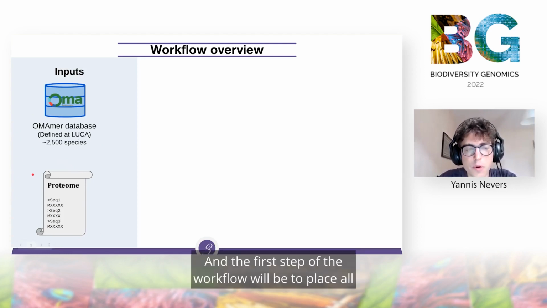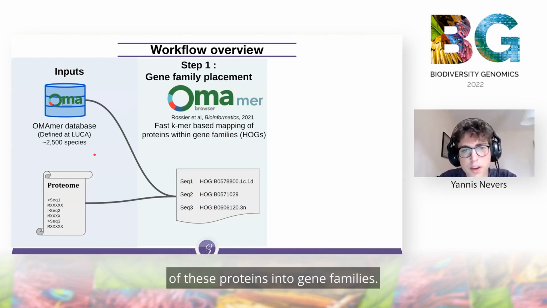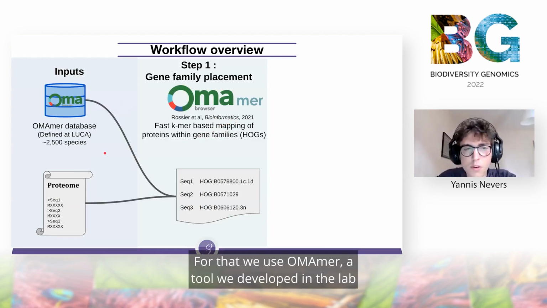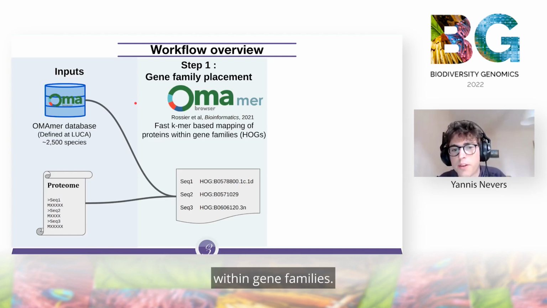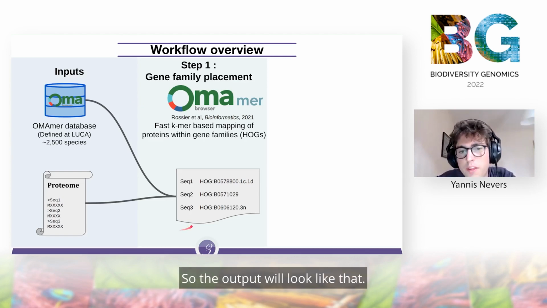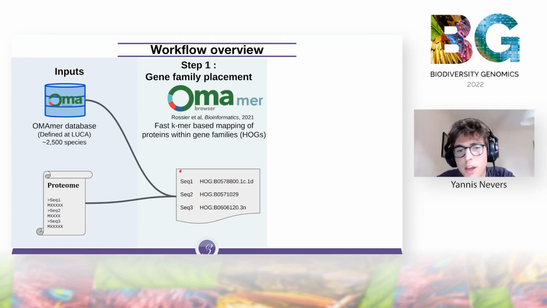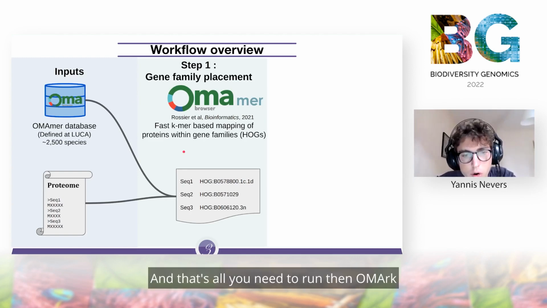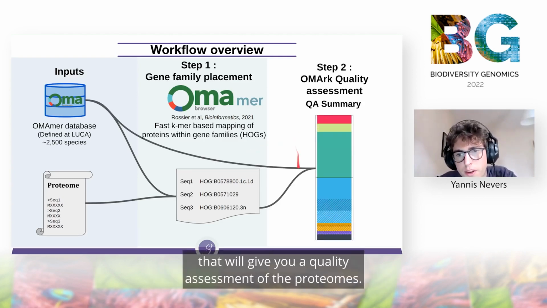And the first step of the workflow will be to place all of these proteins into gene families. For that, we use OMAmer, a tool we developed in the lab to do fast k-mer-based mapping of proteins within gene families. So the output will look like that. Each protein sequence will be attributed to a gene subfamily. And that's all you need to run OMArk, which will then give you a quality assessment of the proteome.